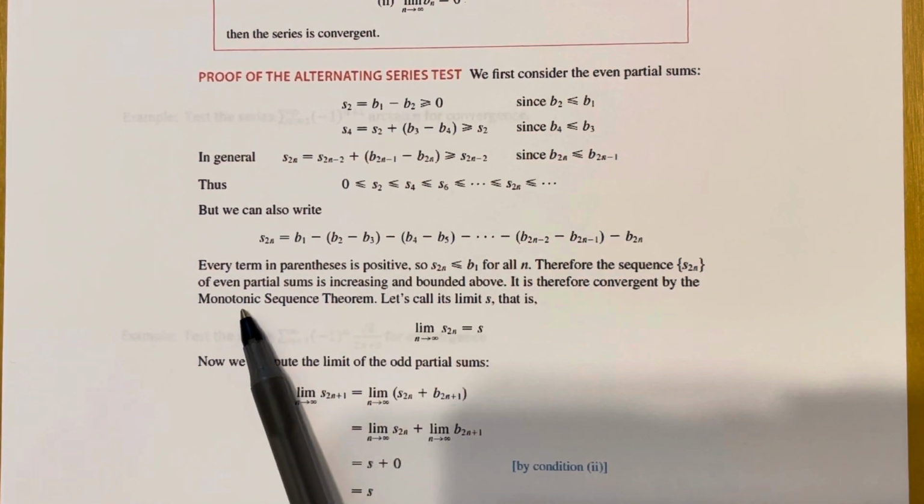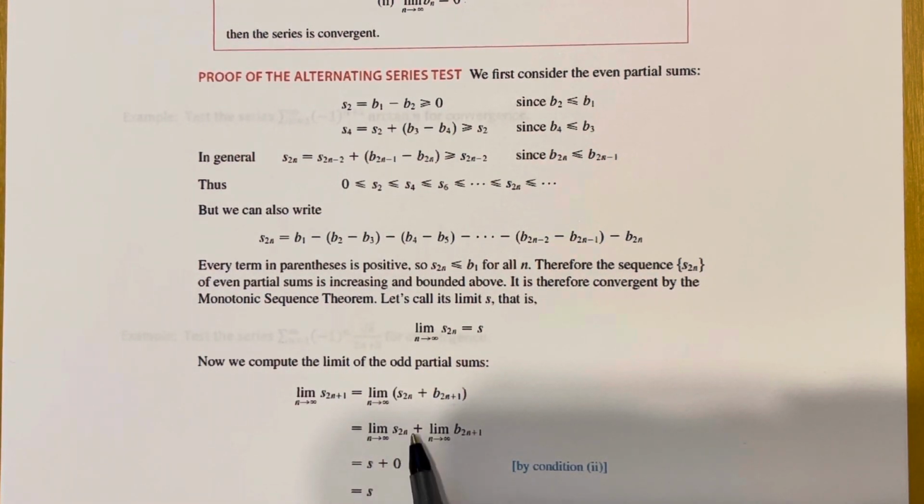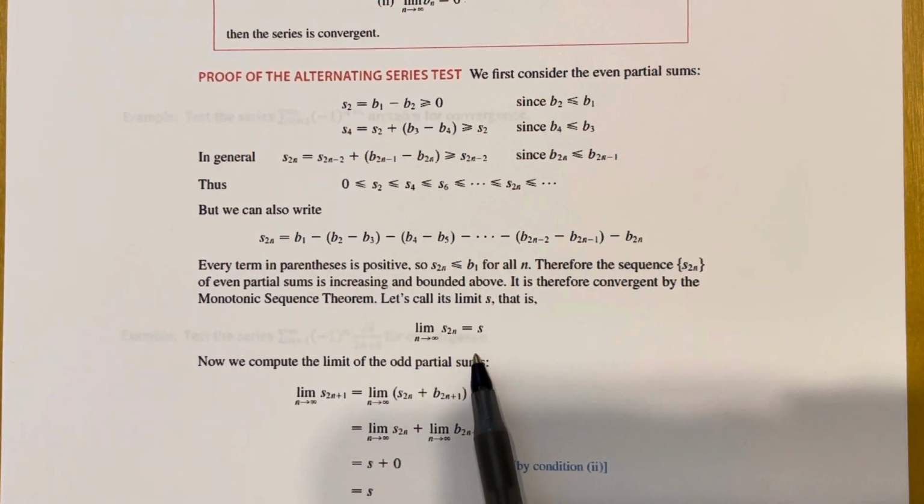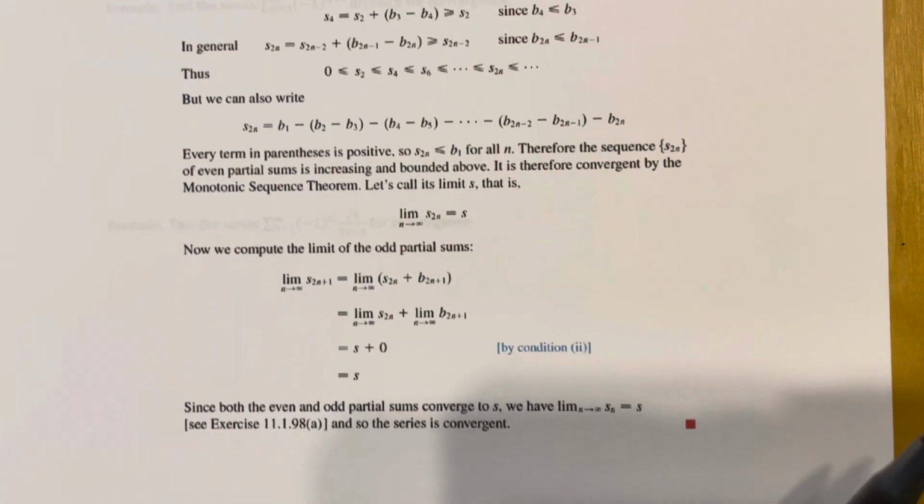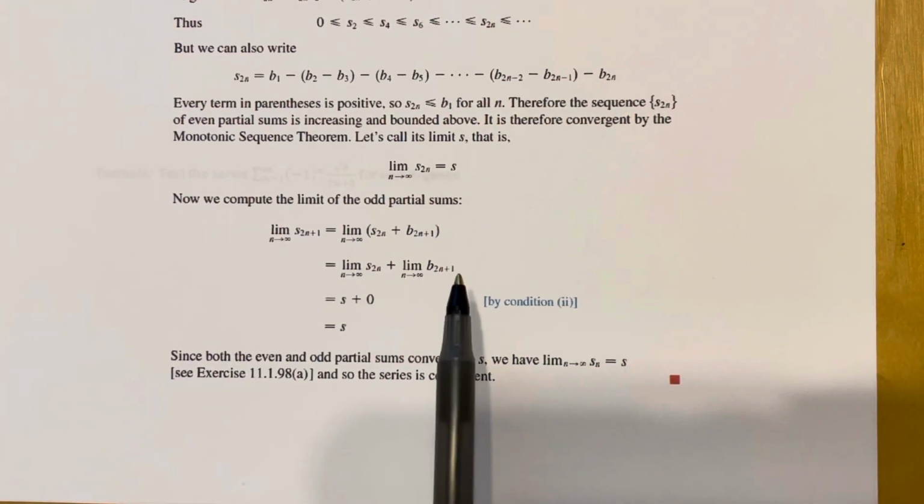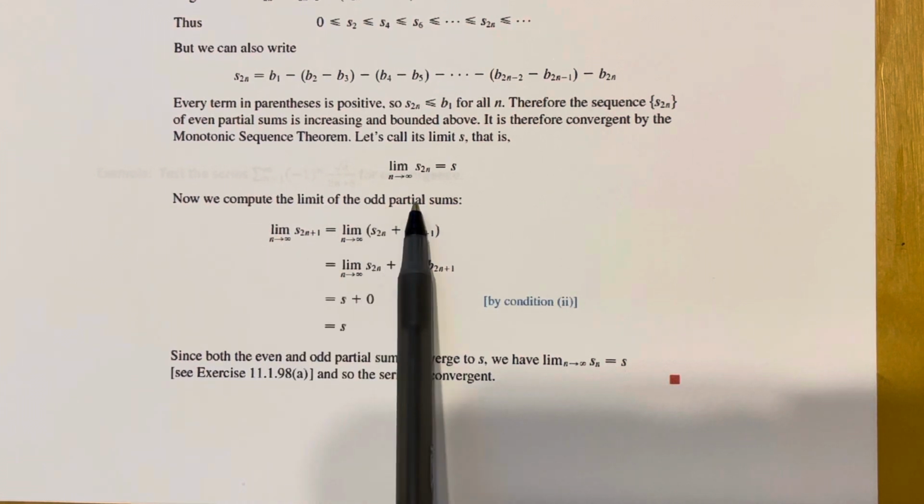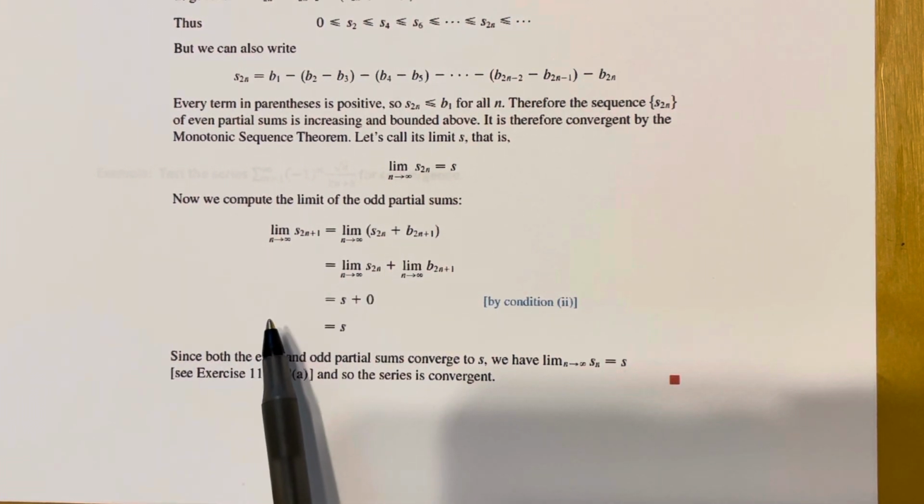So we can apply the monotonic sequence theorem here and say that those two conditions imply that this sequence of even partial sums has to converge to some limit, which we're going to call S. And here that is stated using the limit notation. Okay. Now we're going to repeat this process, but we're going to look at the odd partial sums because we've left those out so far.